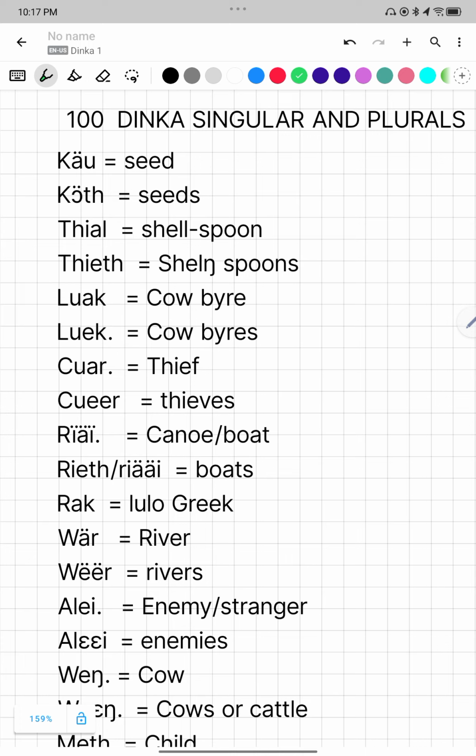Today we are going to learn 100 Dinka vocabularies, both in singular and plurals.